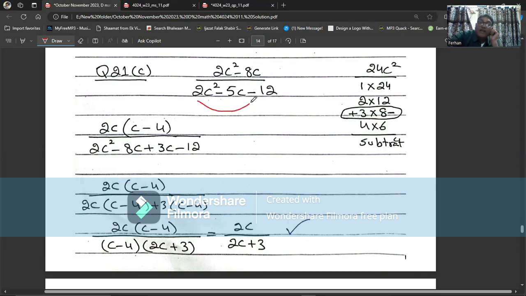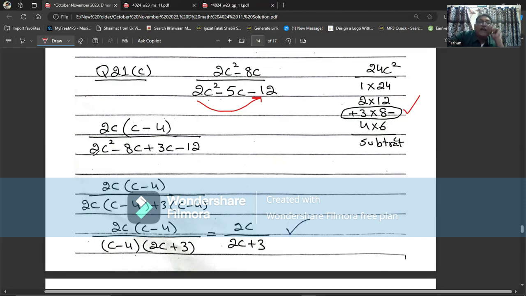Now for the denominator, I will multiply the extreme terms. You will get 24. I will write the factors of 24: 1 into 24, 2 into 12, 3 into 8, 4 into 6. Here the third term has a negative sign, so I will write subtract. I will choose the pair which by multiplication gives you 24 and by subtraction gives you minus 5. So this pair is the best, and because I want minus 5 by subtraction, with the larger number I will write the negative sign, and with the smaller number I will write the positive sign. So you will get minus 5.